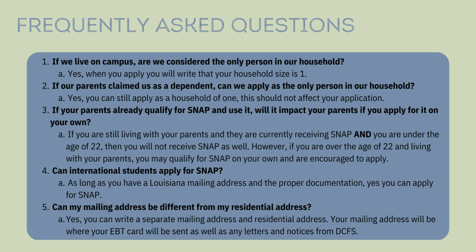If they are not receiving SNAP and you live with your parents and you're over the age of 22, you can apply for SNAP on your own, and you don't have to list them as your household. You just have to list them as you would have to list them in your household, but you can apply on your own. So you would put your household size as whatever that is.